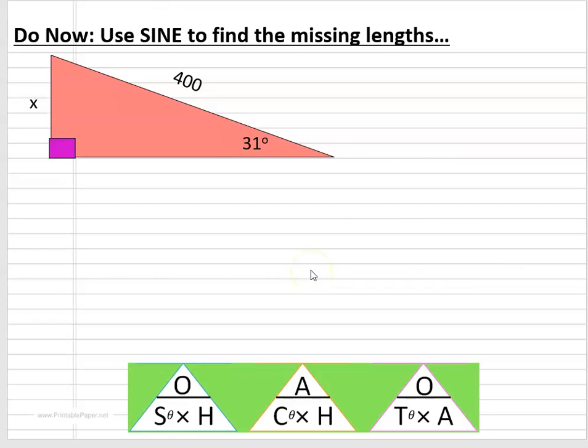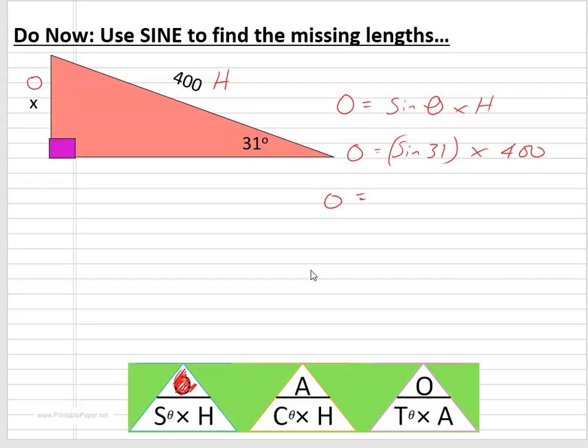So this one here, we are actually trying to find our opposite. We've got our h, so we're looking for our opposite. Let's cover it up. What am I doing with these two? I'm multiplying them together. So my opposite equals sine of the angle multiplied by the h. Let's put in those values: O equals sine 31, remember to put this in brackets just in case, and times that by 400.